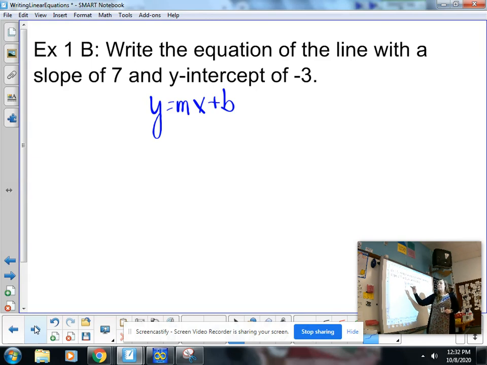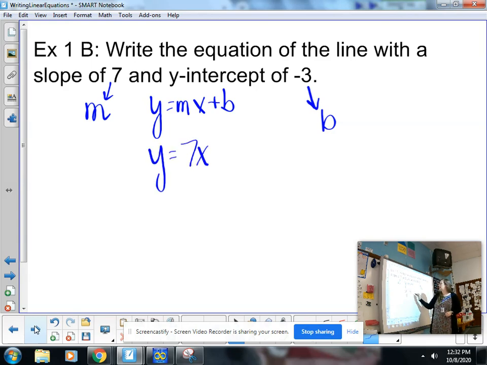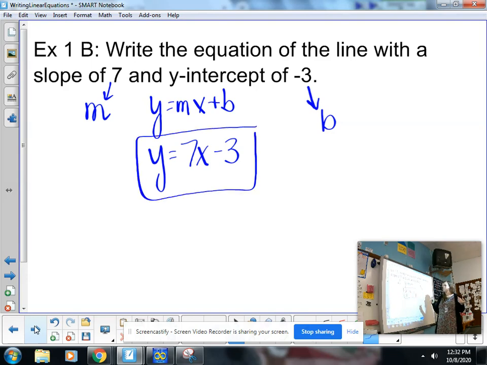A slope of 7 is my m. Because m represents slope, it says the slope is 7. The y-intercept is -3, that is my b. So -3 is going to replace b in the equation. So I'm going to rewrite this, replacing the m with the 7 and the b with the -3. We have y equals 7x minus 3. And again, pretty easy. That's all there is to it.